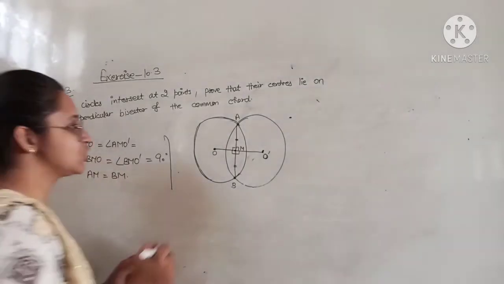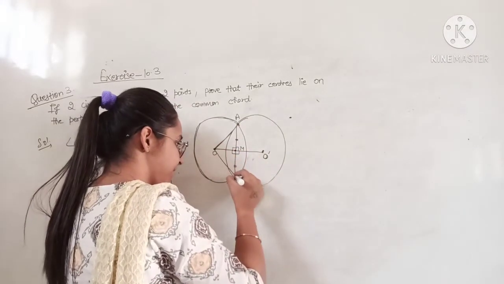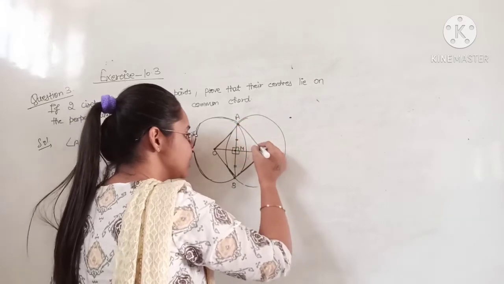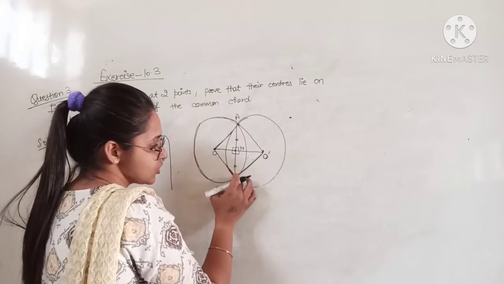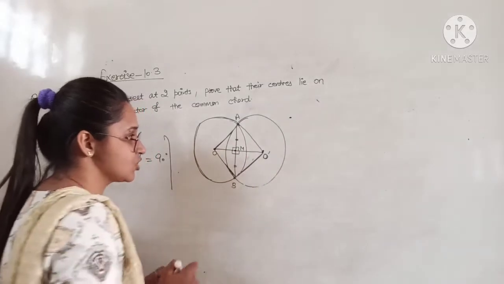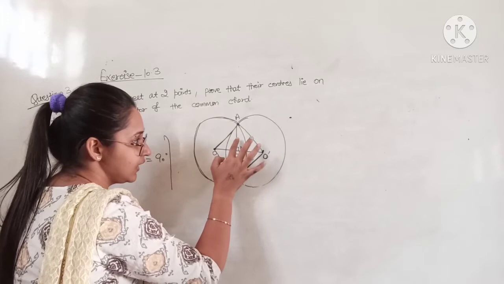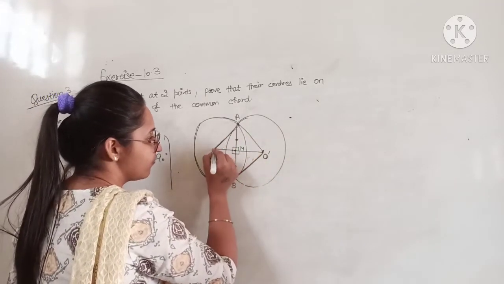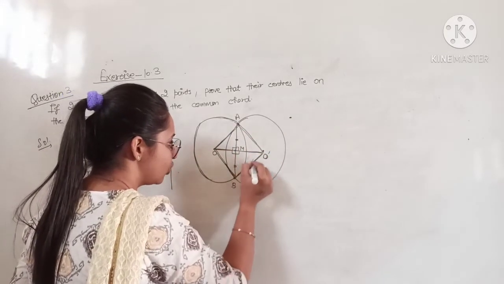So first of all, we will join OA, OB, then O dash B and O dash A. Now OA is the radius of the first circle, OB is the radius of the first circle, O dash B is the radius of the second circle and O dash A is the radius of the second circle. Now first of all, we have to prove that these angles are 90 degrees and AM is equal to BM.